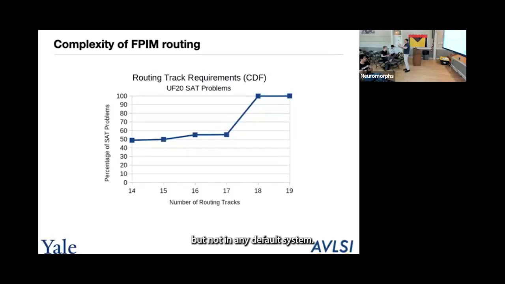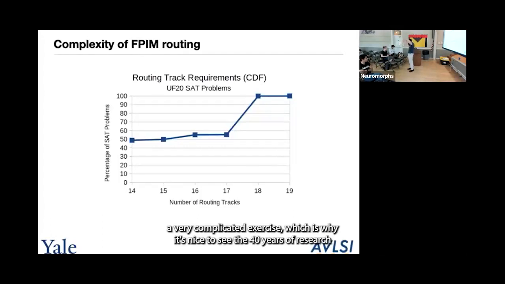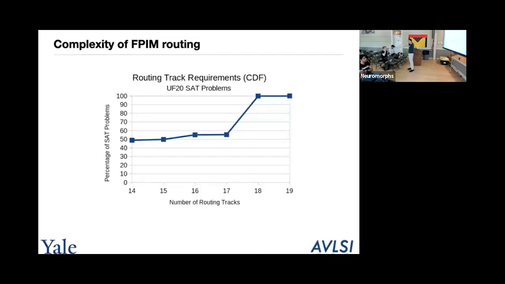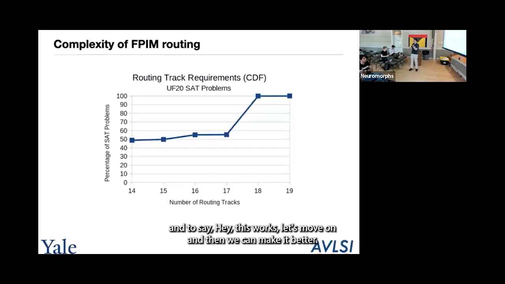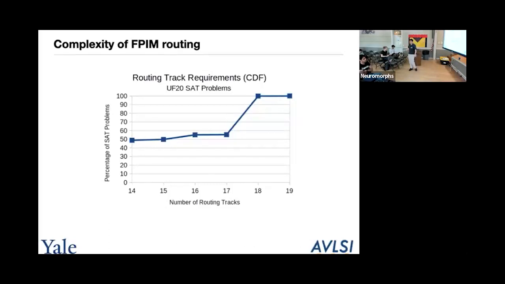Yeah. But not everything can talk to everything. And that's why you need more tracks, because you have to pick a track that can talk to the tracks. So that's what I mean by this whole thing being co-optimized. This is actually a very complicated exercise, which is why it's nice to steal 40 years of research and say, hey, this works. Let's move on. And then we can make it better, but at least we have a good starting point.